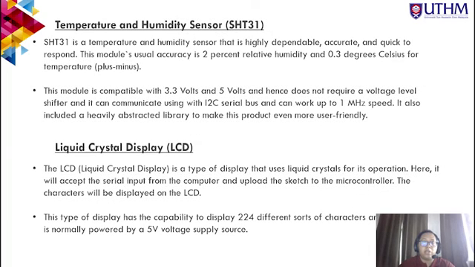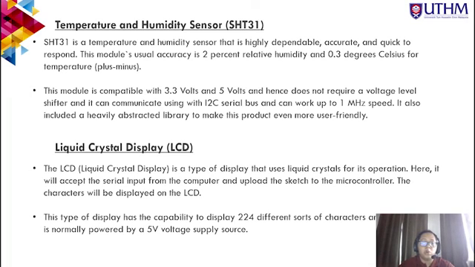Next is the temperature and humidity sensor, which is the SHT31. The SHT31 is a temperature and humidity sensor that is highly independent, accurate, and quick to respond. This model's accuracy is usually plus or minus 2% relative humidity and plus or minus 0.3 degrees Celsius for the temperature. This module is compatible with 3.3 volts to 5 volts and hence does not require a voltage level shifter. It communicates using the I2C serial bus and can work up to 1 MHz speeds. It also includes a heavily abstracted library to make this product even more user-friendly.